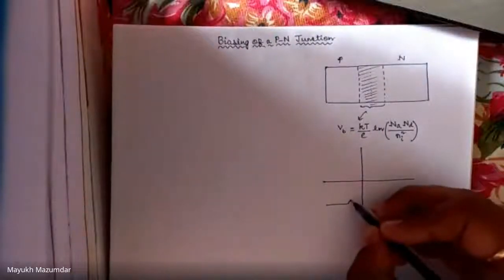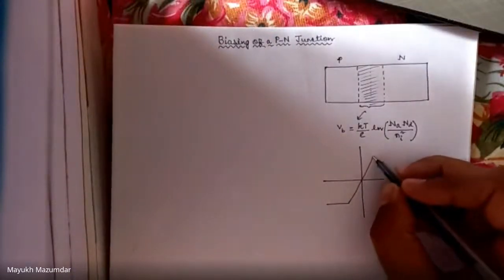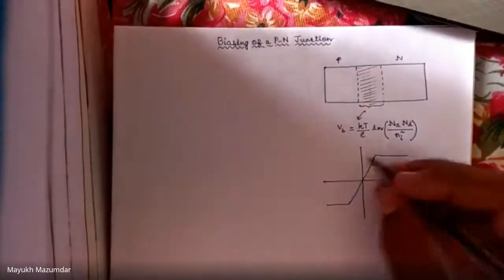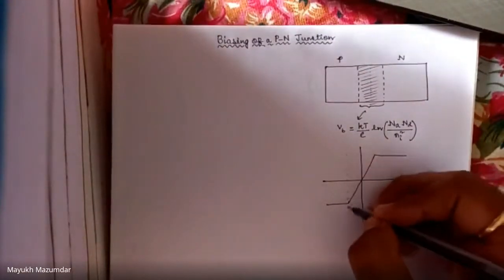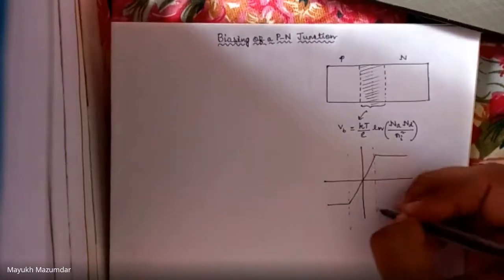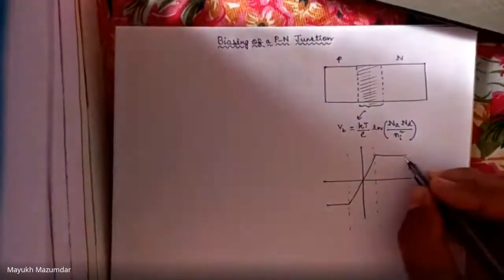acted as a barrier to this flow of charge carriers. So this was the height of the barrier potential.